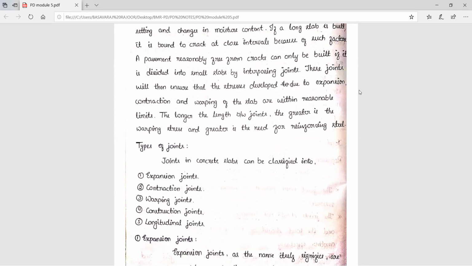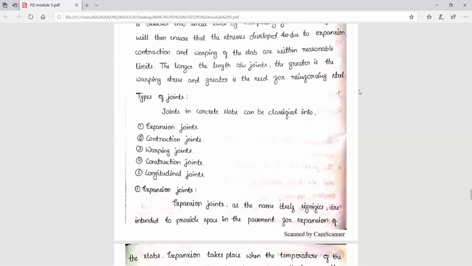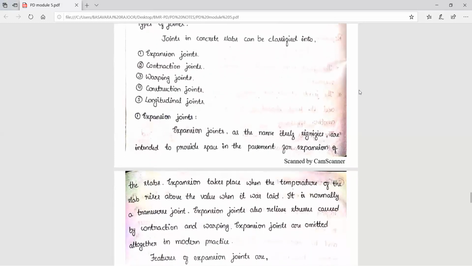So moving on to the types of joints. The classification of joints in concrete slabs is given below. The first one is expansion joints. Then we have contraction joints, warping joints, construction joints, and longitudinal joints. Let us understand each of the joints in detail.